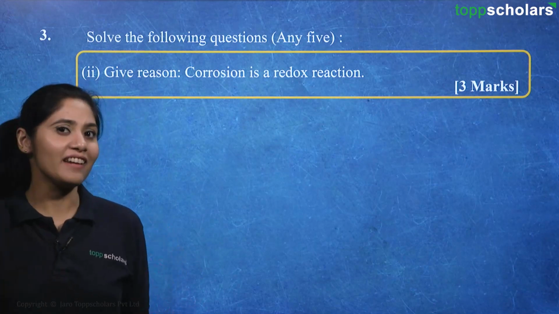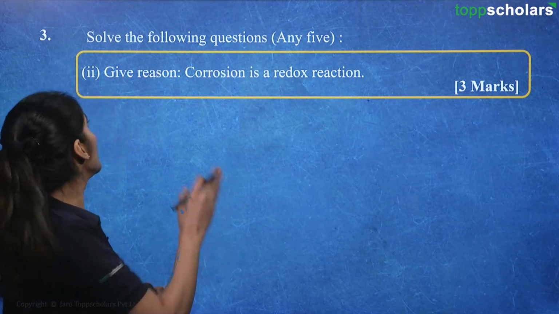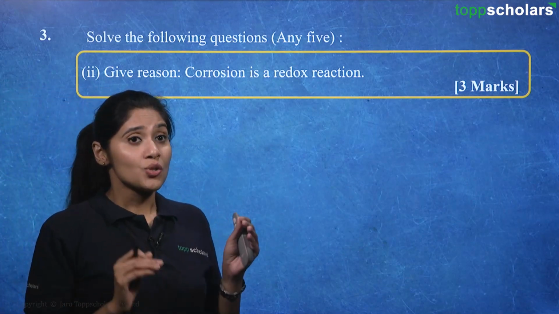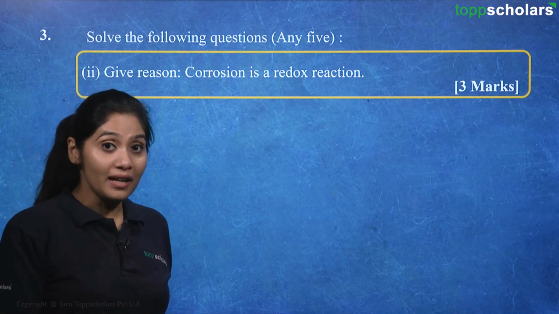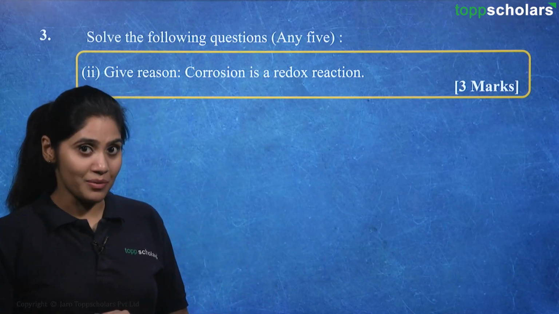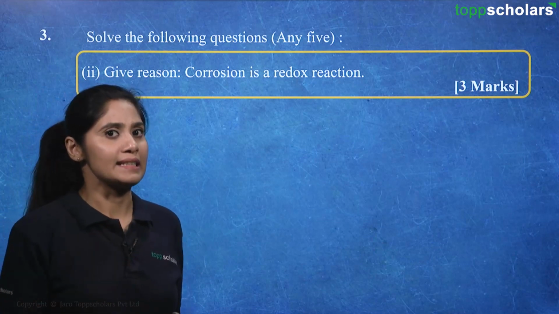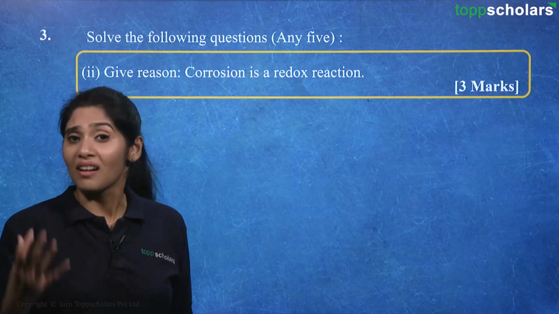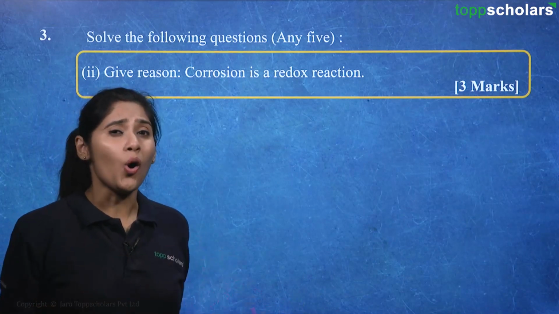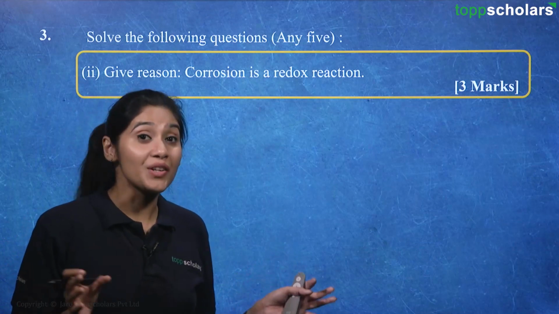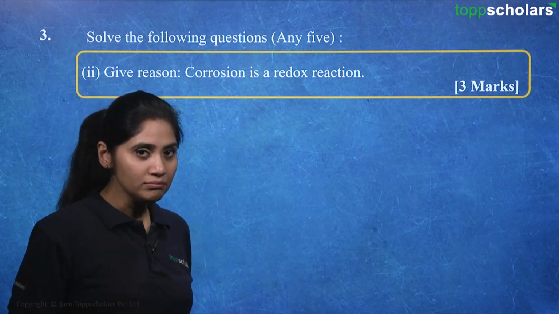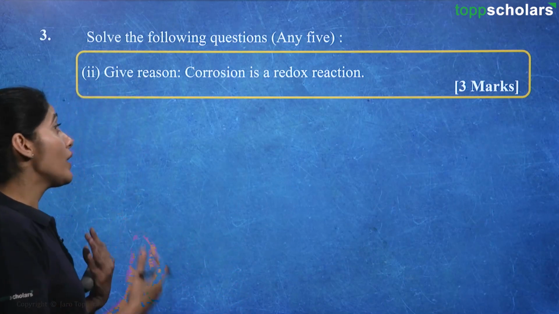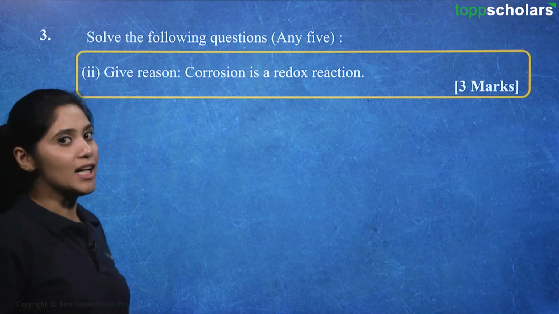Here we have a very interesting question for 3 marks. Give reason: corrosion is a redox reaction. What does redox mean? It is where reduction and oxidation processes take place simultaneously, right? In corrosion, a lot of times rust forms and spoils a lot of our important infrastructure made of iron. So, that corrosion is a redox reaction. What is the reason for that? Let's see the solution to it.